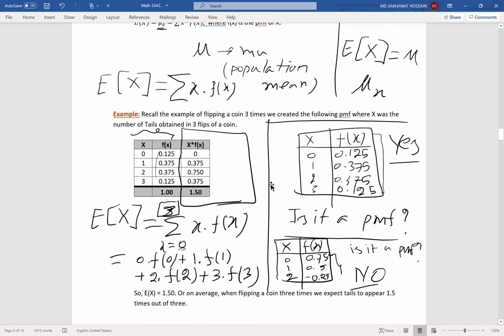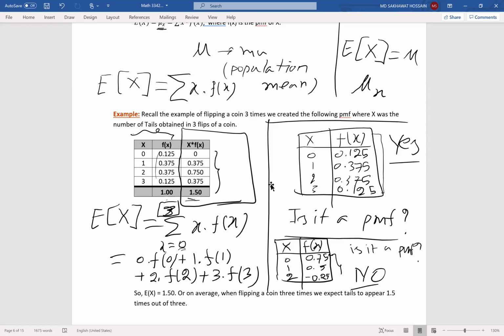Okay. So we have also done this here. We multiplied x and f of x. So 0 times 0.125 is 0. 1 times 0.375 is 0.375. 2 times 0.375 is 0.750. And 3 times 0.125 is 0.375. So if you add them together, the value is 1.50. So the mean value is 1.50. So this is the expected value of x.